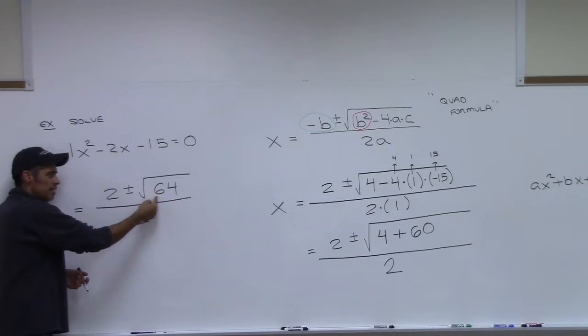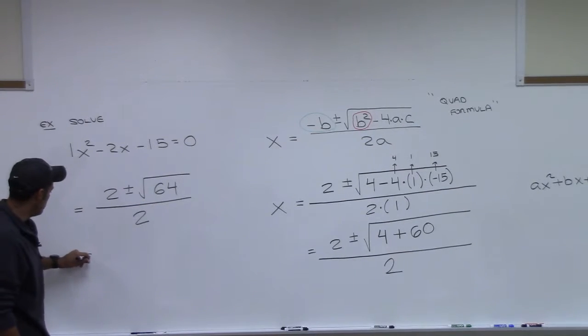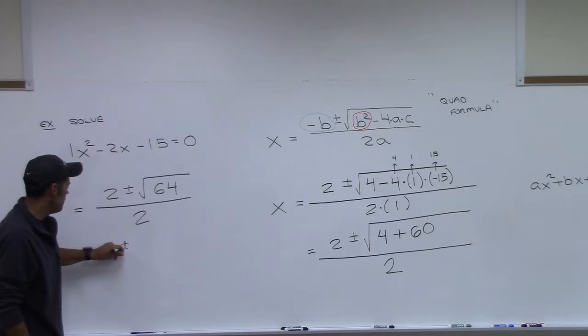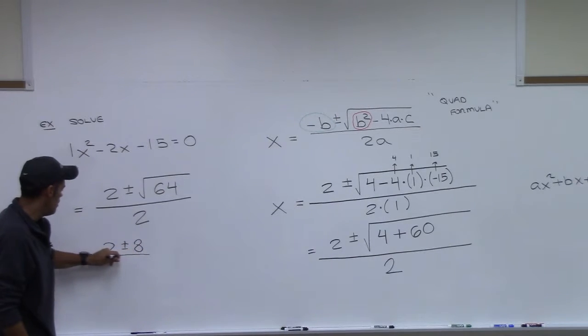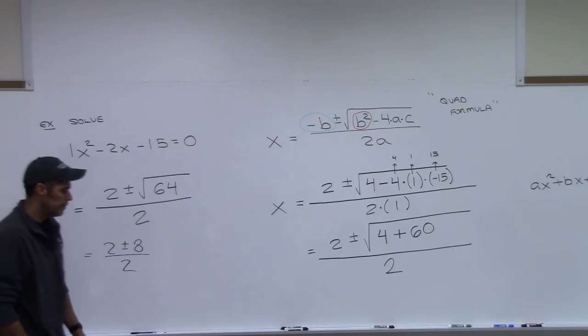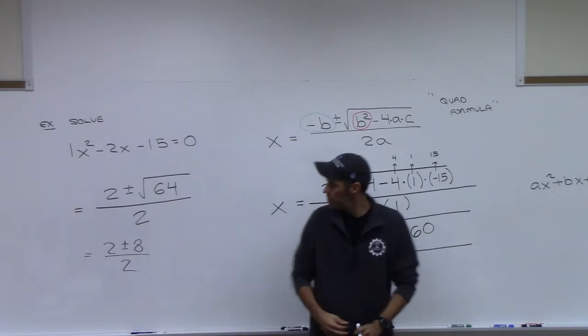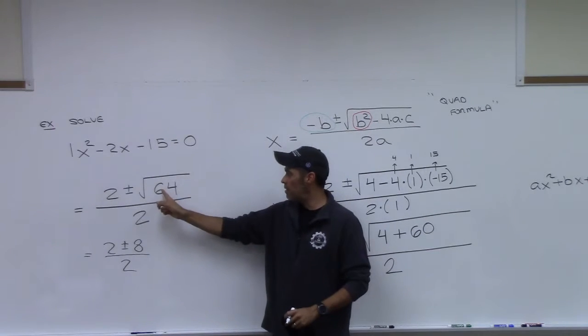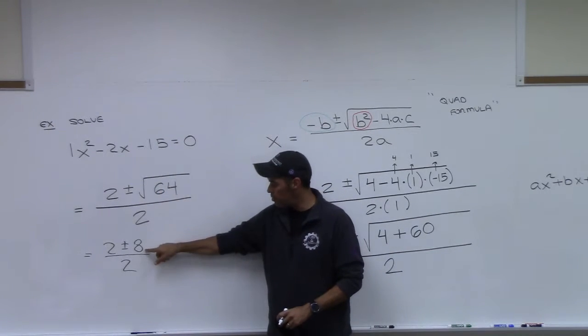right? So that's 8. So my next line is going to read 2 plus or minus 8 over 2. So the square root symbol goes away when I actually figure out what that is, right? Square root of 64 is 8, no more square root symbol.